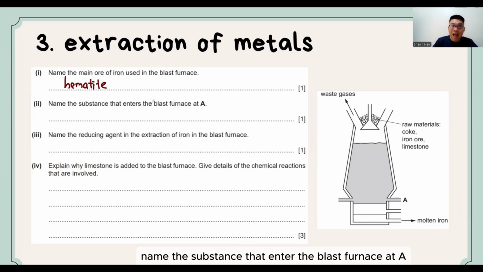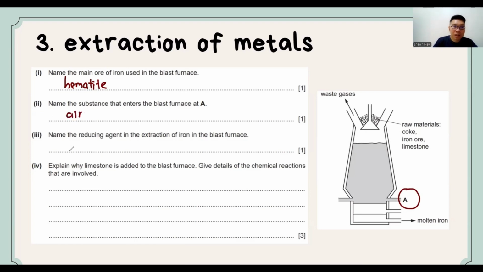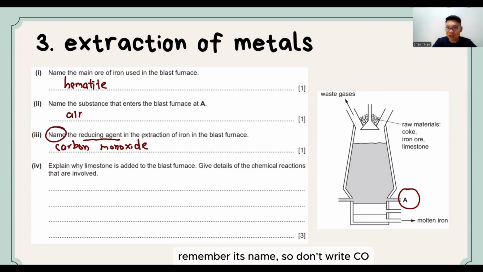Next, name the main ore of iron used in the blast furnace: it is hematite. Name the substance that enters the blast furnace at A: it is hot air, or you can just write air. Name the reducing agent in the extraction of iron. Who will reduce iron trioxide? Carbon monoxide is the main thing. Remember its name, so don't write CO, you must write carbon monoxide.